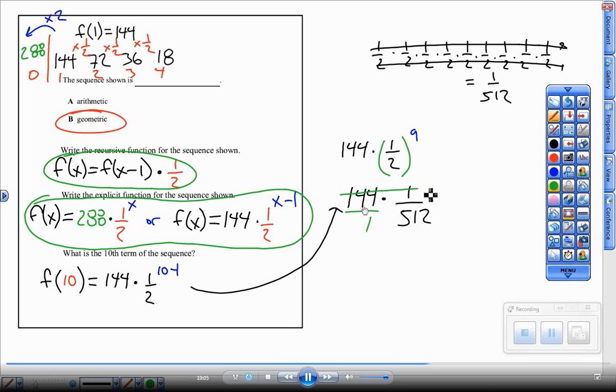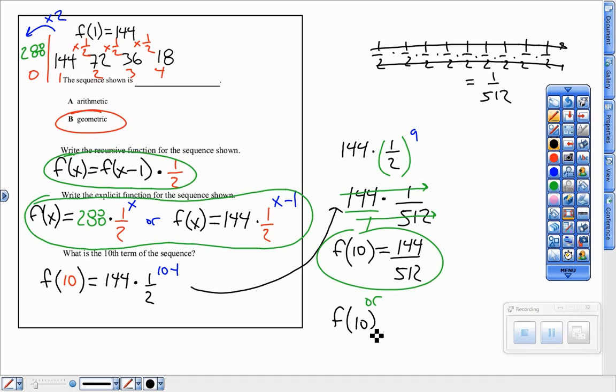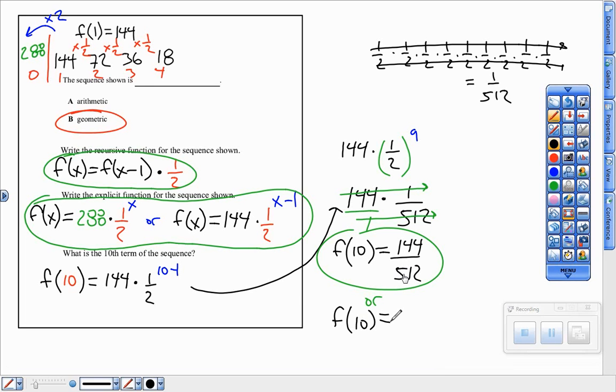I could put that 144, the whole number, over 1 and times straight across, which gives me f of 10 equals 144 over 512, equivalent to 288 over 1024, equivalent to reducing this down. So f of the 10th term, reducing this down on your calculator, reduces down to 9 over 32. And then that as a decimal is about 2.8.